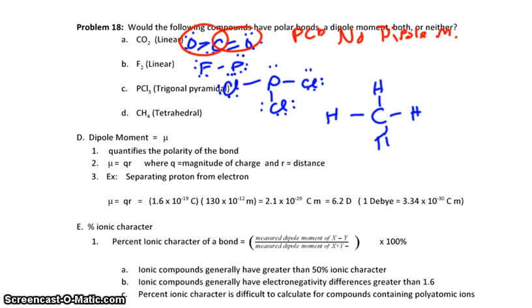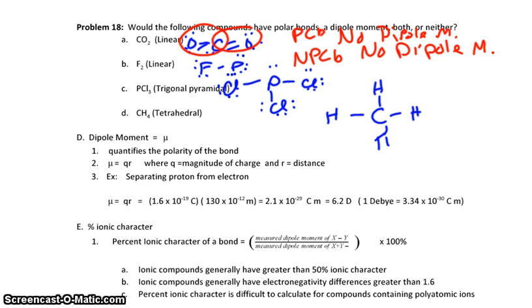What about F2? It's linear. The bond itself is a nonpolar covalent bond. It has no dipole moment. So it's neither. Okay, so that would have no dipole moment. It's neither. How about letter C?